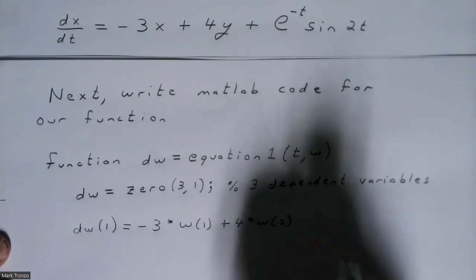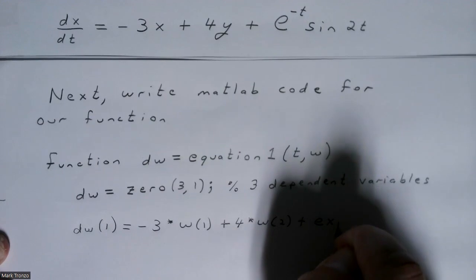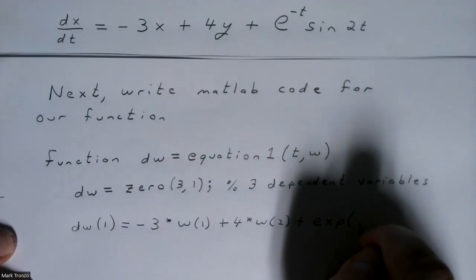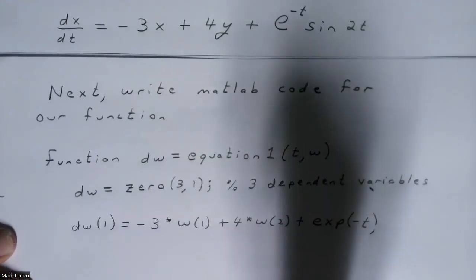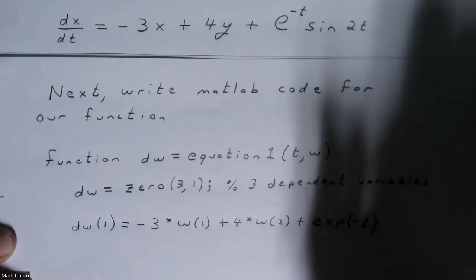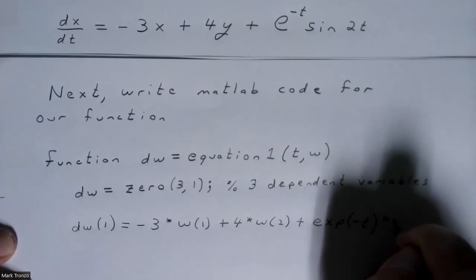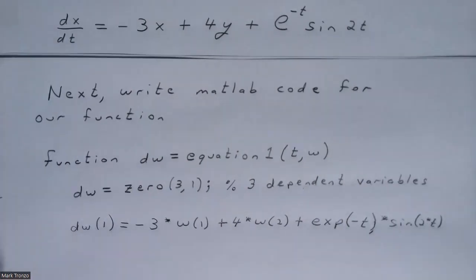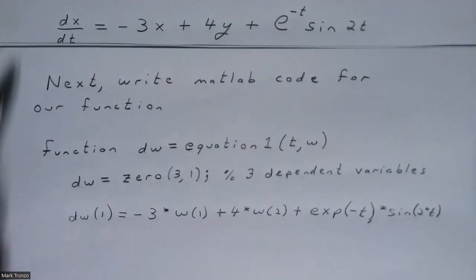And then plus e to the minus t. Remember, in MATLAB, exp is e. And the independent variable doesn't change, so it's going to be minus t, like this. And then times sine 2 times t. Hopefully you can see that. So that's writing this first equation.